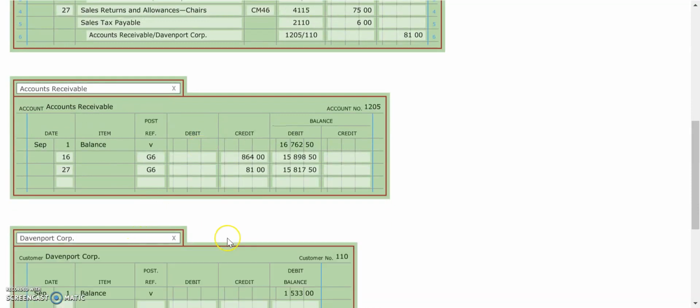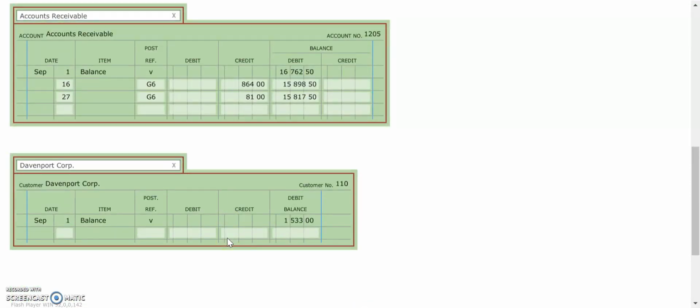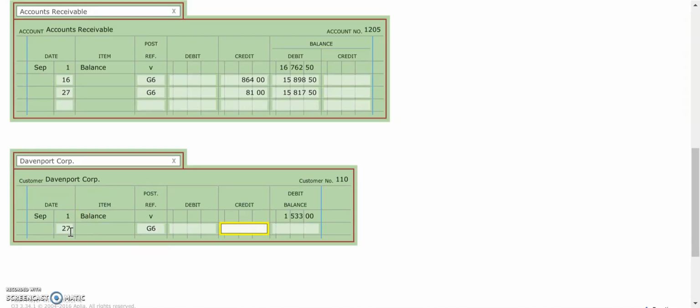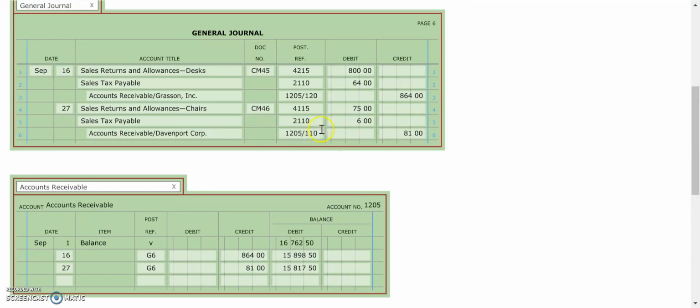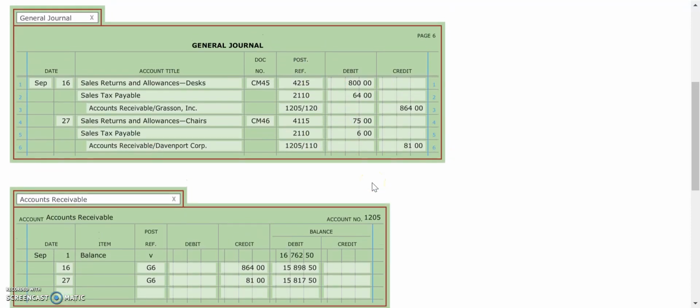So we'll come down here, we'll go to Davenport, and we, of course, will put in the 27th, G6, and a credit for $81. Because Davenport is an accounts receivable in the subsidiary ledger with a debit balance, we need to subtract here. So we get a new balance of $14.52. And then don't forget to fix that 110. We're going to come right up here. Actually, that's pretty fantastic. The default number was 110, so we're good on that front. So now we have posted individually all of our amounts in the general journal.